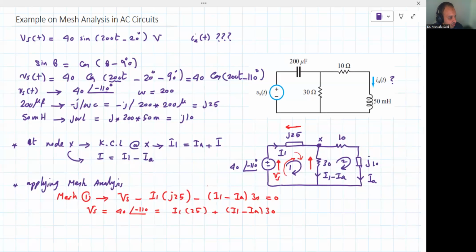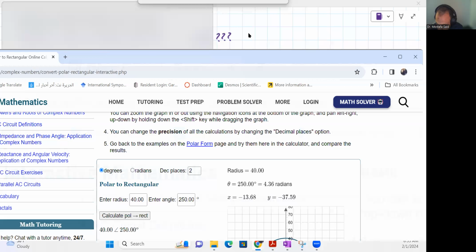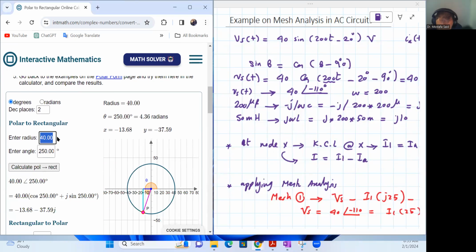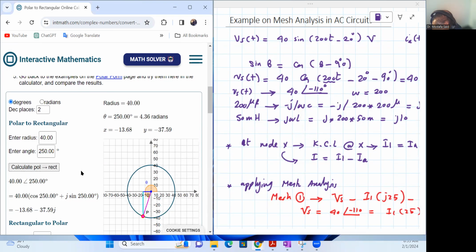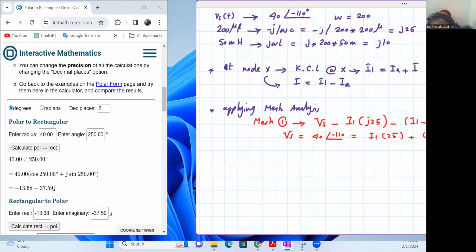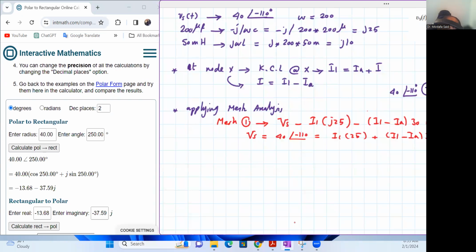So let's convert it. Again, we use our calculator here. We enter the radius, which is 40, and the angle, minus 110, and we calculate. That will be minus 13.68 minus j37.59. Okay, we don't need the calculator anymore.